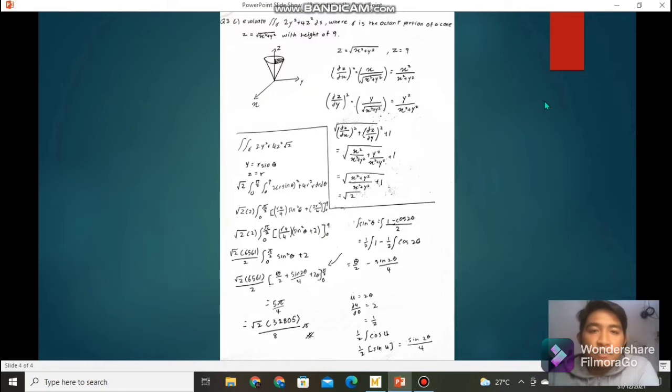And for the final question, question 3C asks us to evaluate this equation, where z is equal to the square root of x squared plus y squared, with a height of 9. And here is my final answer for this question. I got square root 2 in brackets 32,805 over 8 pi. So I need to check whether my answer is correct or false, so we need to use simulation software.